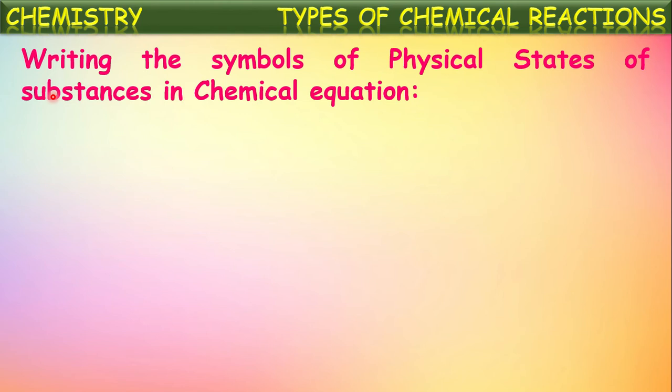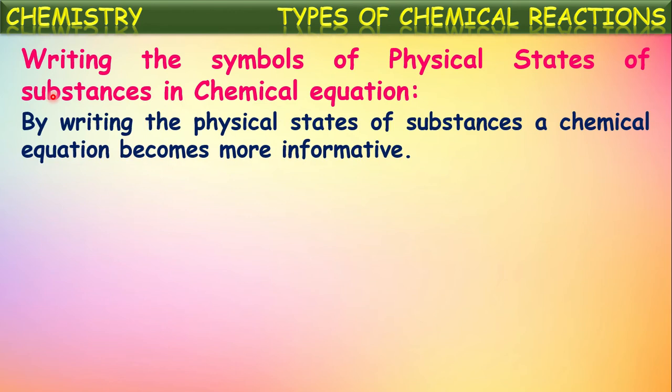In the earlier session we saw what is meant by a balanced chemical equation, and if it is not balanced, how to make it balanced. From the balanced equation, we get quantitative information about the reactants and products of that reaction. By using the symbols of the physical states of the substances in the chemical reaction, we get some extra information. By writing these physical states, a chemical equation becomes more informative.